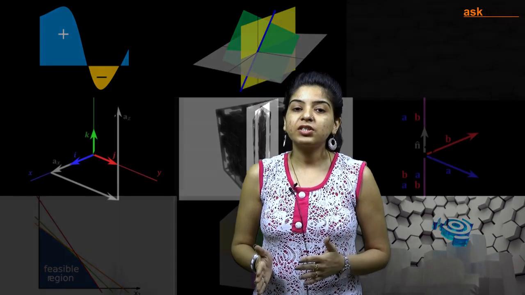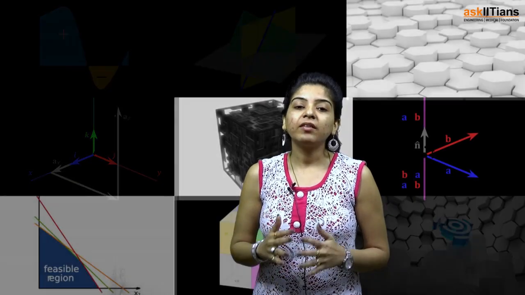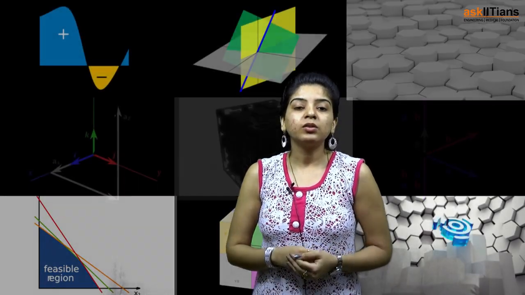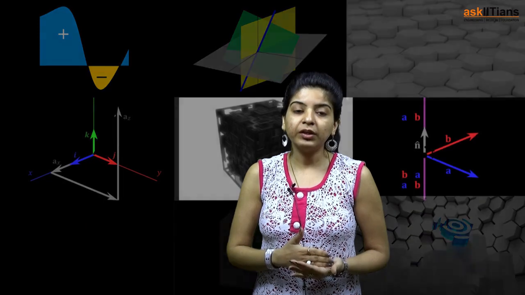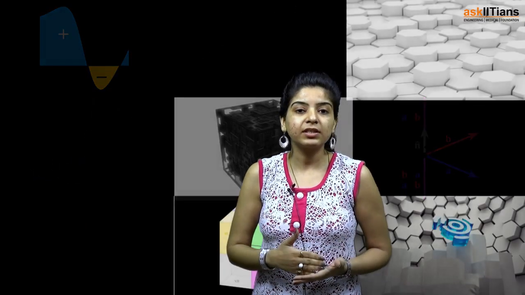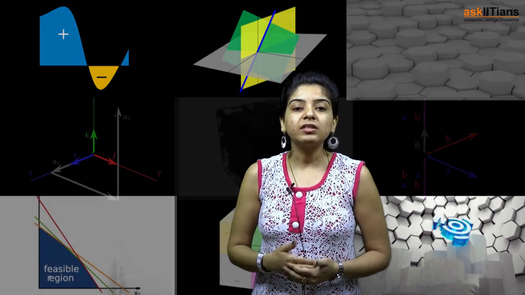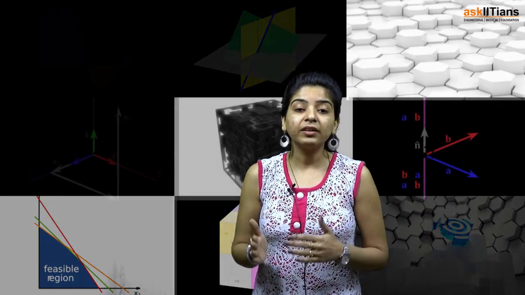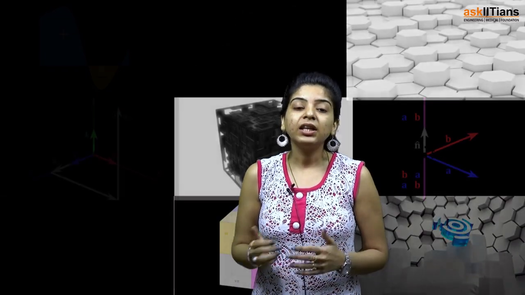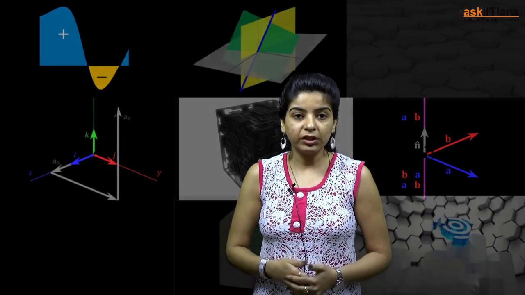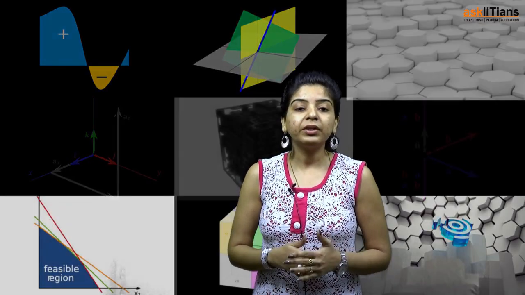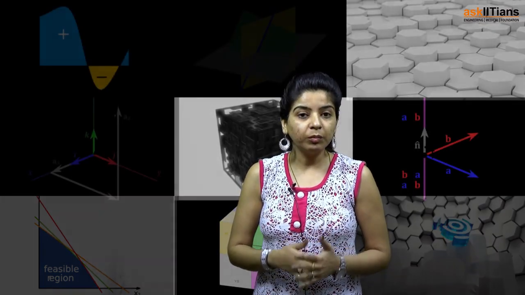So that completes the chapter on 3D geometry. Let's have a quick recap of the chapter. So we began with 3D geometry, the meaning, that is, first of all we discussed the distance formula as well as the section formula. Then we discussed the basic fundamental concept, that is DCs and DRs, that is direction cosines and direction ratios.